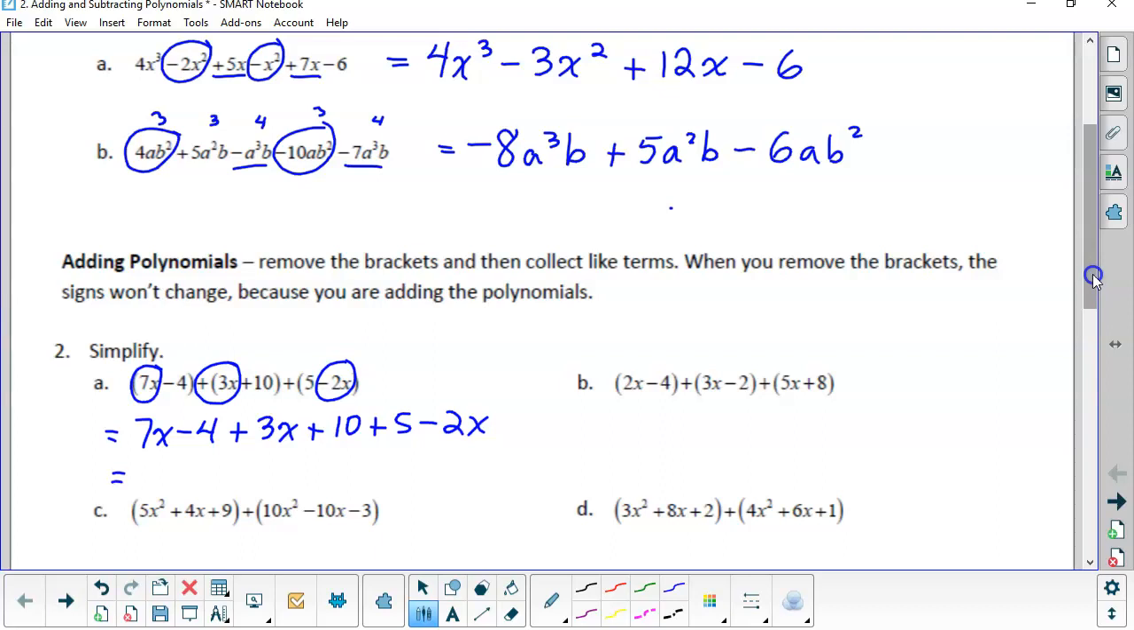But our final answer, so if I circle it here, should get the same thing. So 7 plus 3 minus 2 is 8x. And then minus 4 plus 10 is 6, plus 5 is 11. So negative 4 plus 10 plus 5.